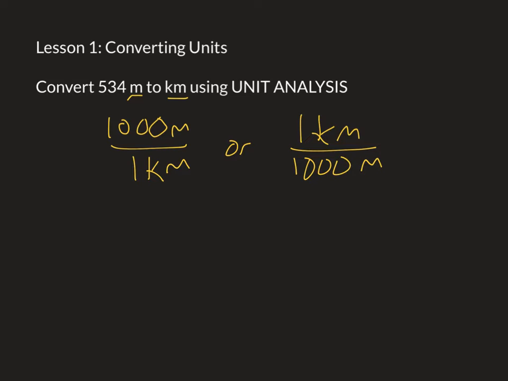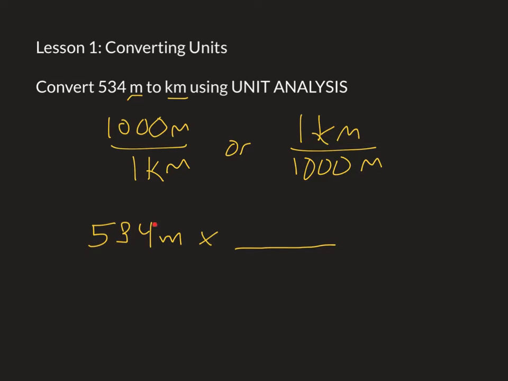Whenever we use unit analysis, we always want to take what we were given in the problem and multiply it by one of these two conversion factors. We just have to figure out which one, and there's a really easy way to do that. All right, so we're given in the question 534 meters, and I want to multiply by one of these two, okay? And I just have to pick which one. The way that we decide is by looking at where the units fall in both conversion factors, all right?